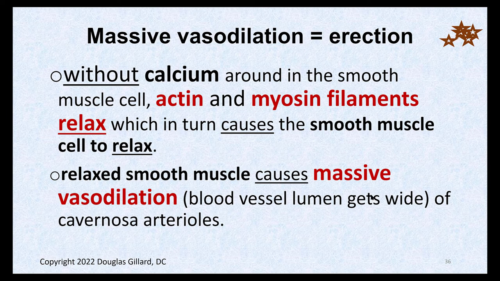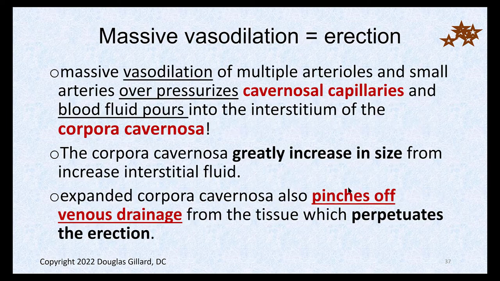We know that arterioles are connected to capillaries. If you get a massive vasodilation of the arterioles, what's going to happen to the pressure inside the capillary? It's going to go up like crazy, and it overpressurizes the capillaries. So much hydrostatic pressure causes the blood fluid to pour out of the cavernosal capillaries into the interstitium, and it fills up the corpora cavernosa, and an erection occurs. And that's all there is to that. As the erection occurs, it also pinches off the veins that drain the penis. And so the blood fluid in the corpora cavernosa can't drain out, so it perpetuates the erection.